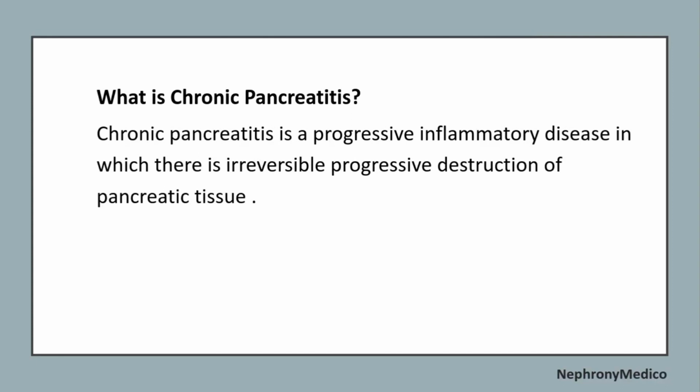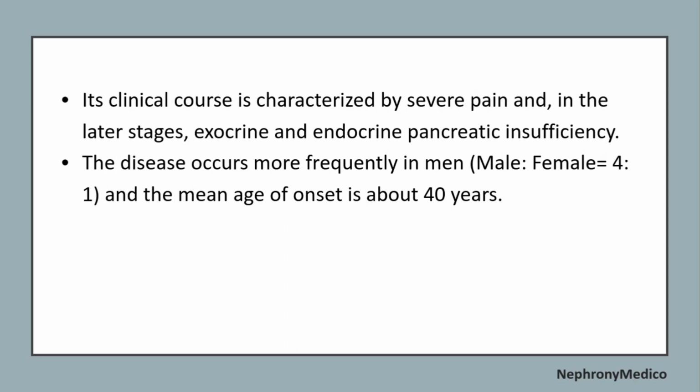So what is chronic pancreatitis? Chronic pancreatitis is a progressive inflammatory disease in which there is irreversible progressive destruction of the pancreatic tissue. Its clinical course is characterized by severe pain and, in the later stages, exocrine and endocrine pancreatic insufficiency. It occurs mainly in males, and the age of onset is about 40 years.